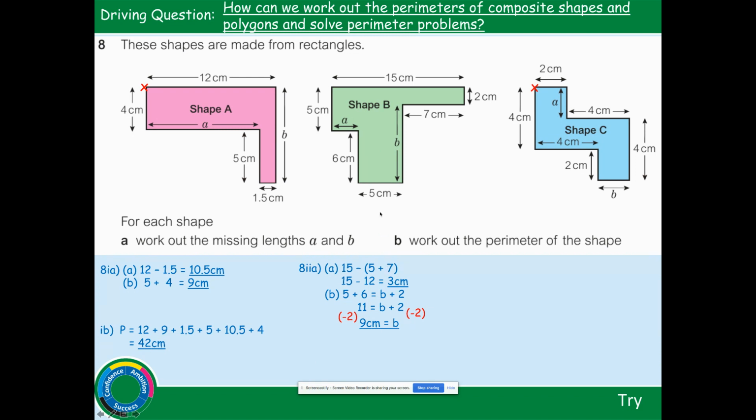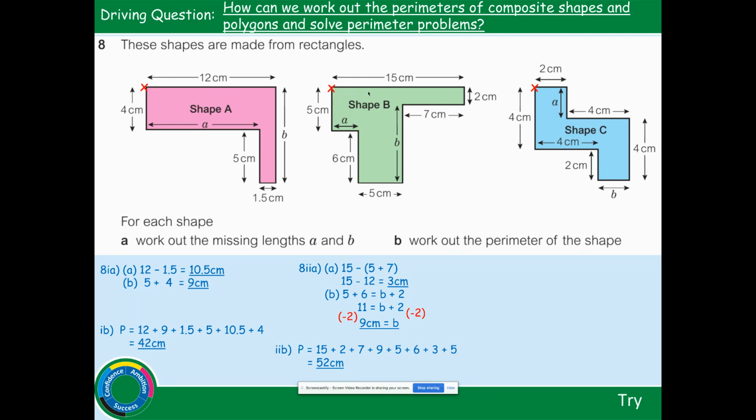So now we need to walk around to find our path around the outside. Our path will tell us the perimeter of the shape. So I now know that I've got 15, add 2, add 7, add B. B was 9, so I'm going to add 9 there, add 5, add 6. A was 3, so I'm going to add 3, add 5. And you will find the total of that all equals 52, and we're measuring centimetres.